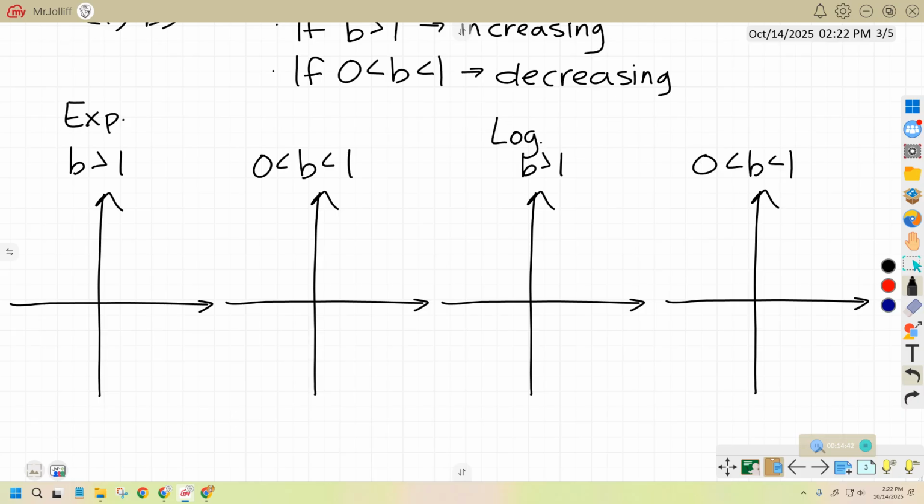All right, so b is greater than 1. I know my exponential is increasing. I know it has an asymptote on the x-axis. So it looks like this.